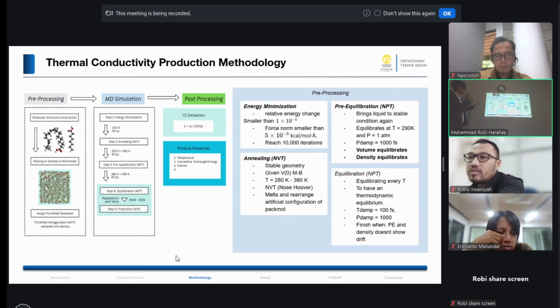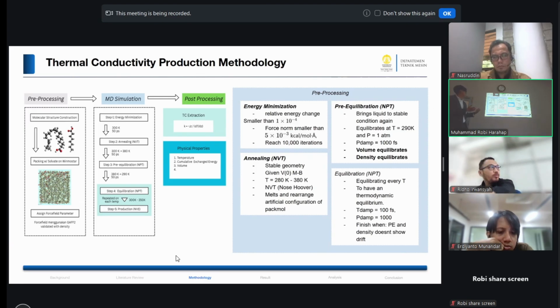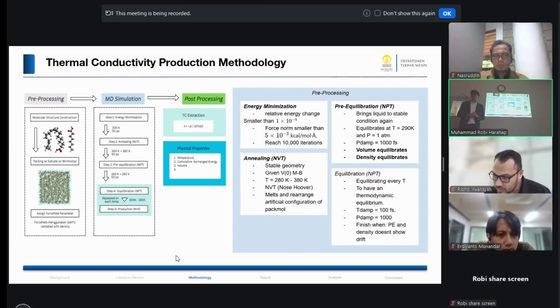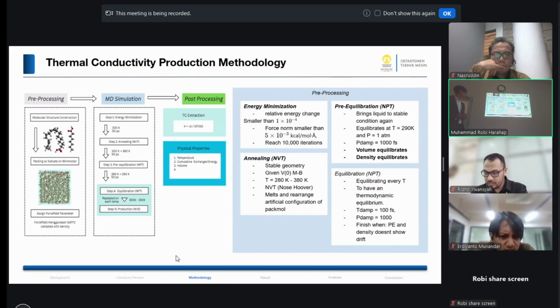Okay, and then a pre-equilibration, we're going to use NPT. After annealing, it becomes liquid, and then it brings the liquid to a stable condition again after you increase the temperature while annealing. The kinetic energy is a bit too high for production, so we decrease the temperature, and we set the pressure to 1 atmosphere, and we wait until the volume equilibrates and also the density equilibrates. Hence the name pre-equilibration. And for the equilibration itself, it's basically the same thing, but we're doing it for every temperature from 300 to 350.